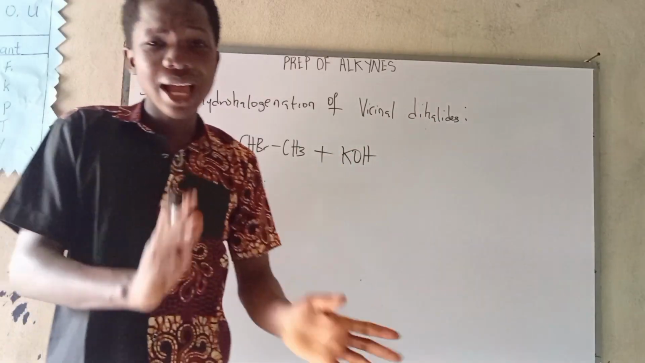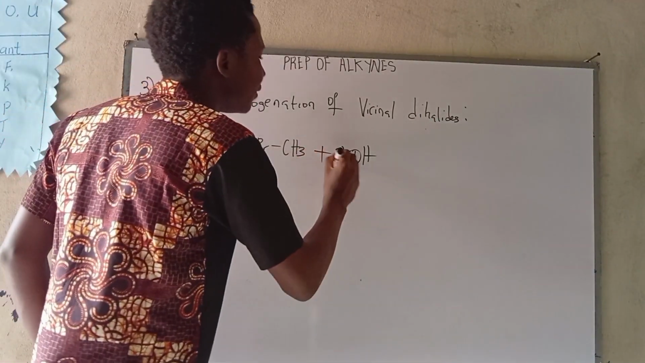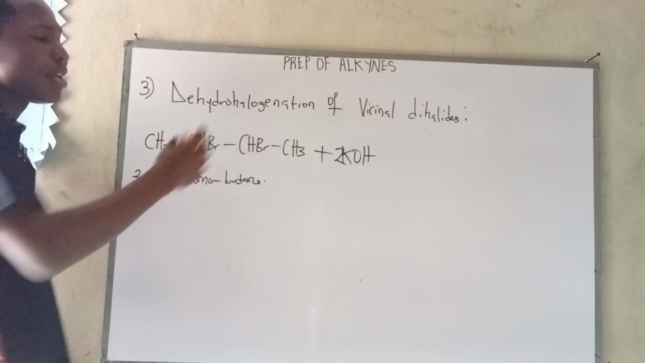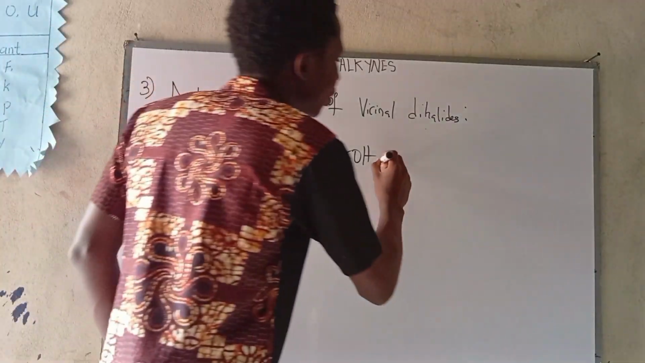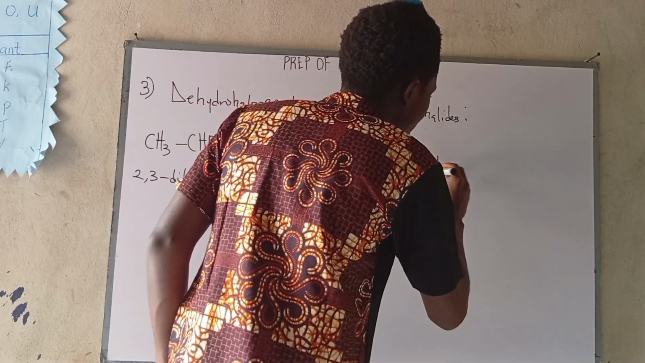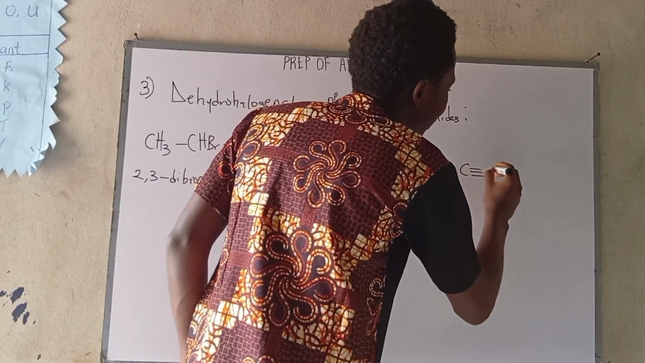But now, so that I don't waste time, we are going to use 2 molecules of this base so that it will remove 2 bromines and 2 hydrogens at the same time to give us our alkyne that we need. Okay? So now, see how it works. We are going to get our alkyne that we need.